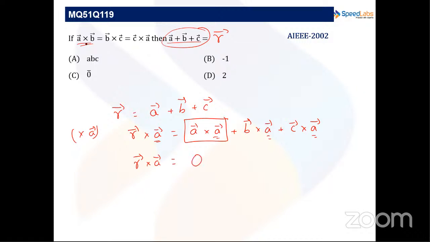So R cross A will be 0 plus B cross A, and we can write B cross A as minus of A cross B, plus C cross A. Why have we changed it? Because we have A cross B equals C cross A, so A cross B and C cross A are equal. So we have the negative sign here, and these two will cancel out and R cross A will be equal to 0.